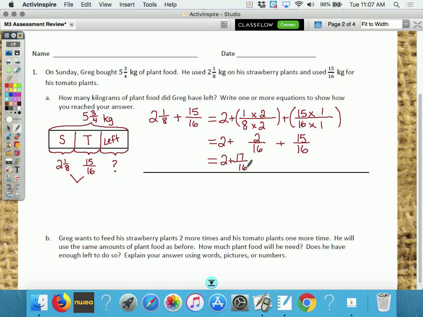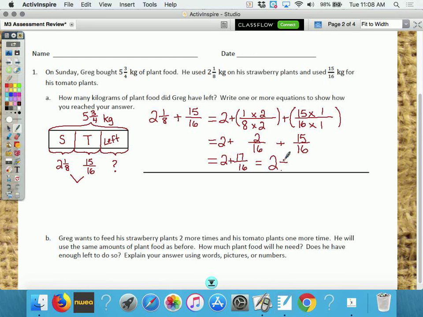Okay, now here's the deal. Kids do this every year. They write their answer like this. No. I'm going to pull a stick. Emily, what did that child do wrong? We have to do it as a mixed number. We have to make 17/16 a mixed number. Okay?